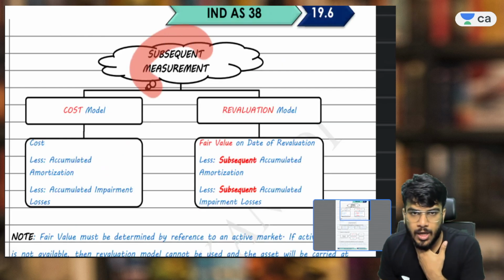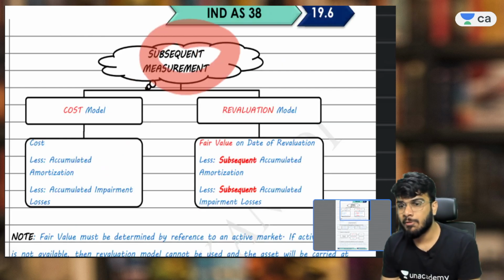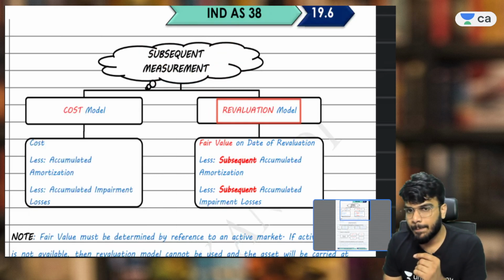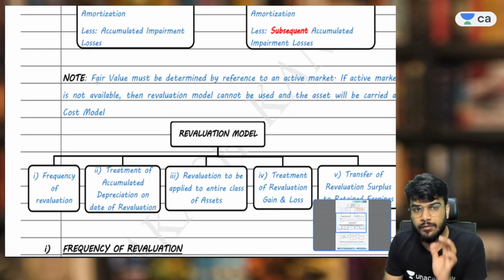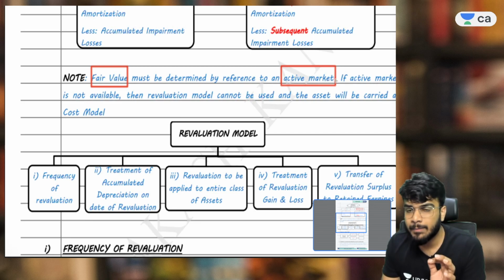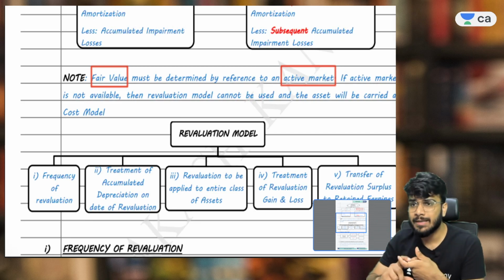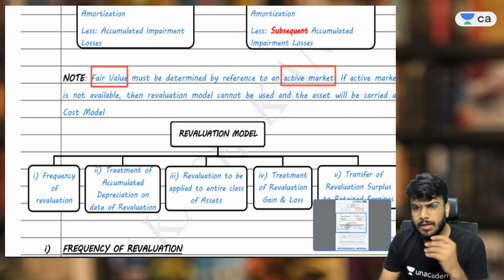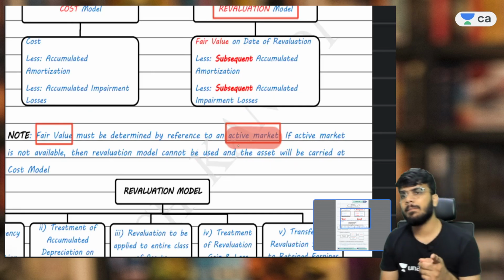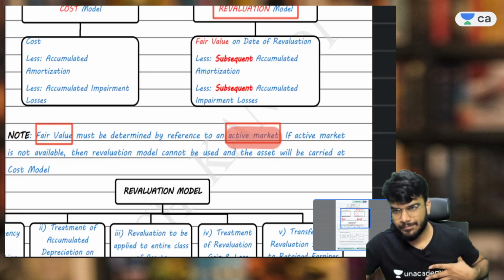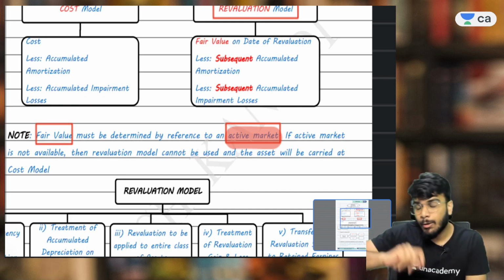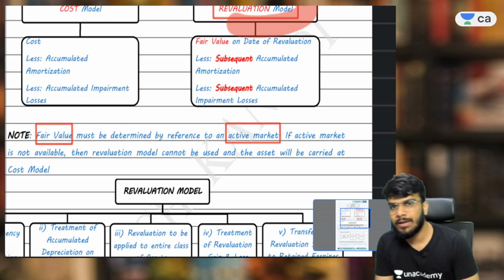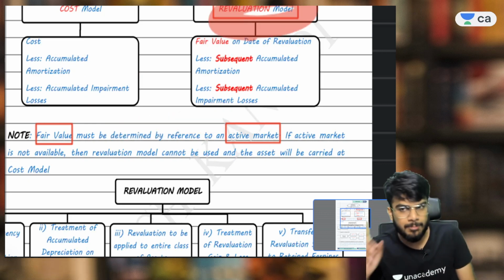That was initial measurement. Now we move on towards subsequent measurement. In case of subsequent measurement, same as PPE, we have 2 models, cost and revaluation. The only difference is, unlike PPE, if you want to use the revaluation model here, the fair value should be of an active market. Active market means a market where the intangible is regularly purchased and sold. So if you have a fair value of an active market, only then can you follow the revaluation model. This was not the condition in PPE, right?